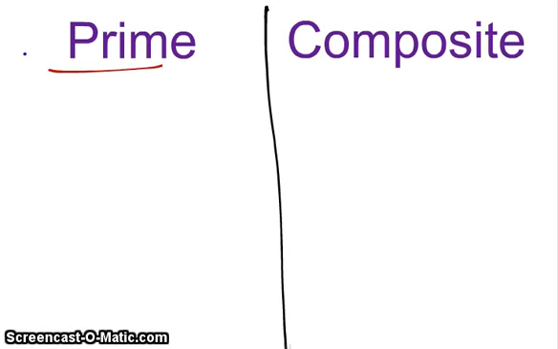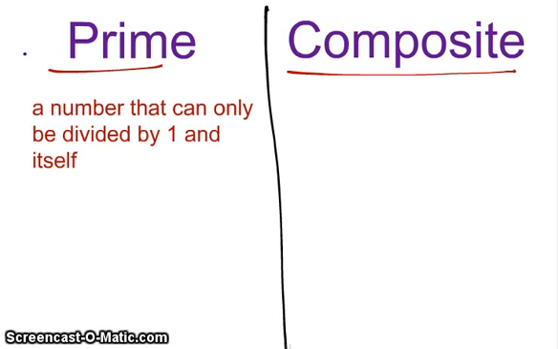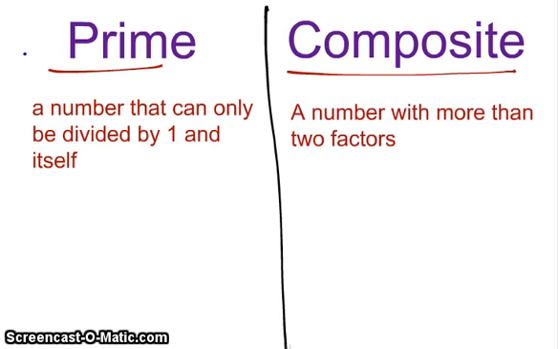First, we have two types of numbers, and you should know these: prime and composite. We know that a prime is a number that can only be divided by 1 and itself. Composite numbers are the numbers that are not prime. These are numbers that have more than 2 factors. They can be divided by more than 2 things evenly. So a composite number is a number with more than 2 factors.